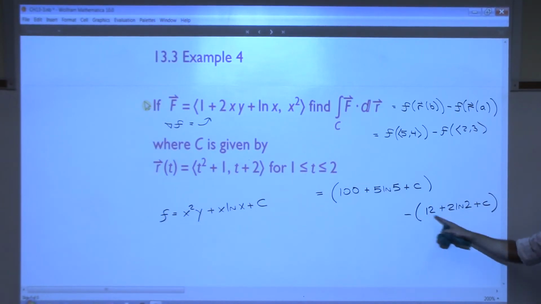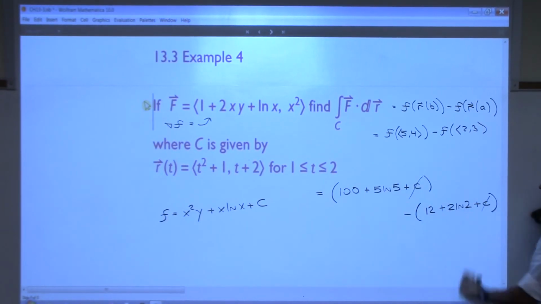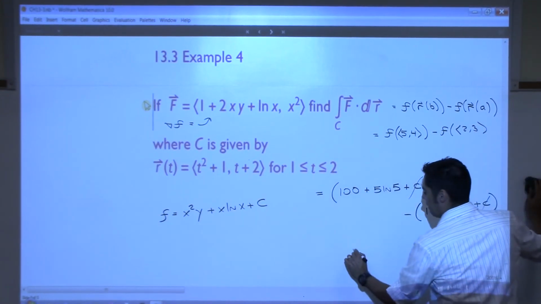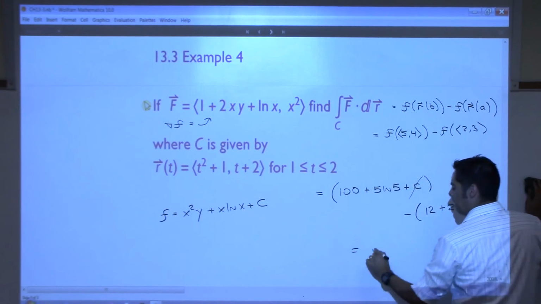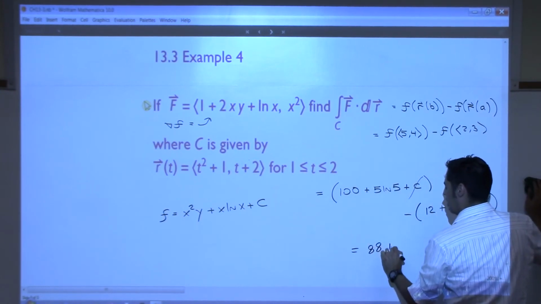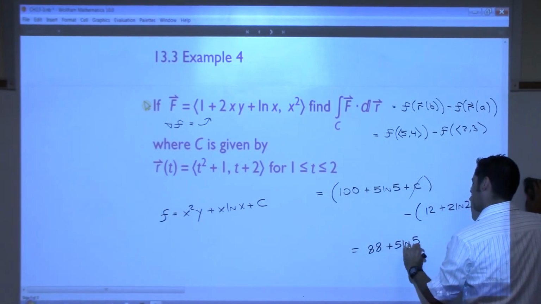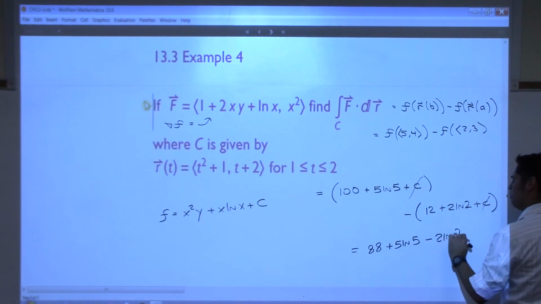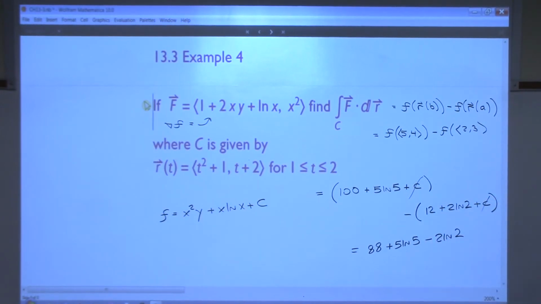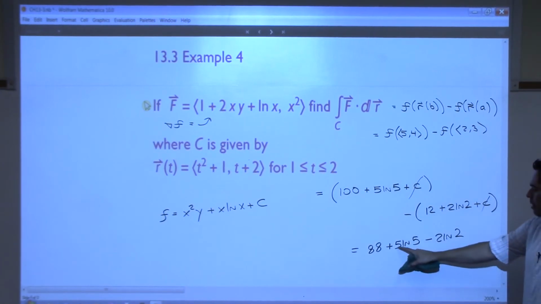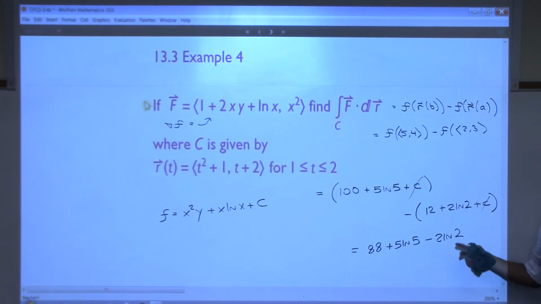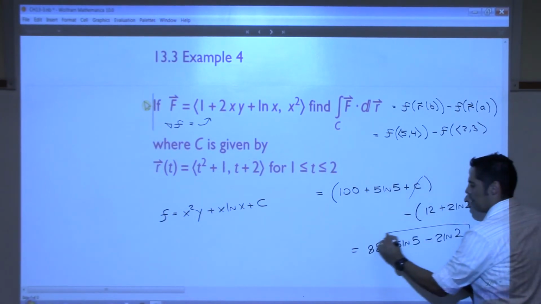And when you subtract all these, the c's will go away, won't they? 100 minus 12, 100 take away 12, 88, plus 5 ln 5 minus 2 ln 2. You could leave it like that. You could also use properties and bring your 5 up, bring your 2 up, and then turn 2 logs into 1 log using subtraction. But I mean, we're there.